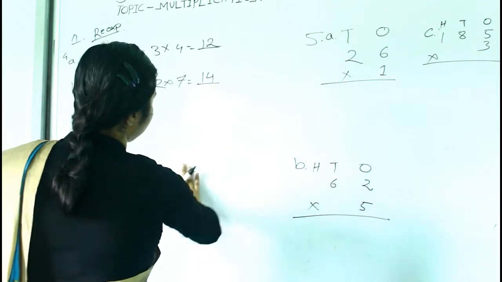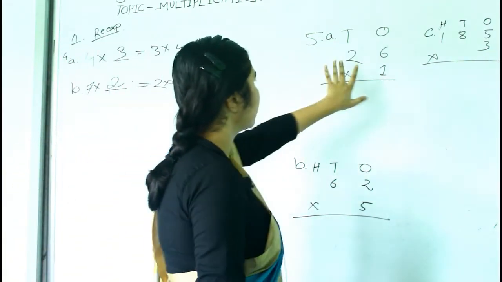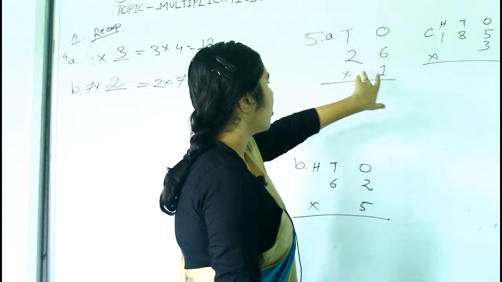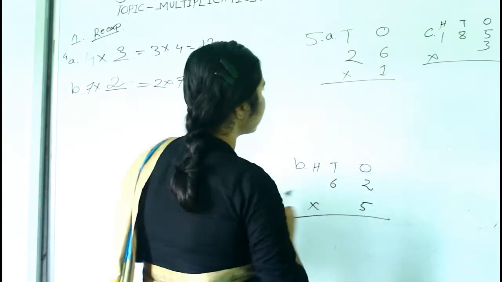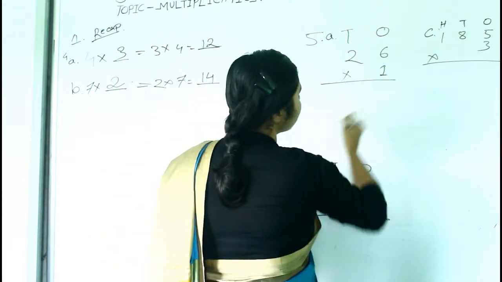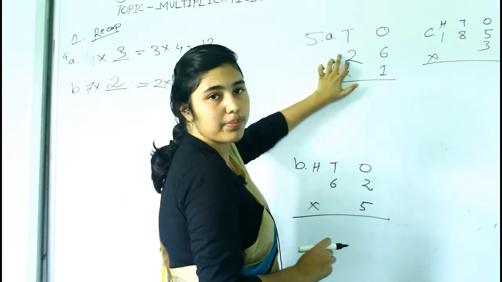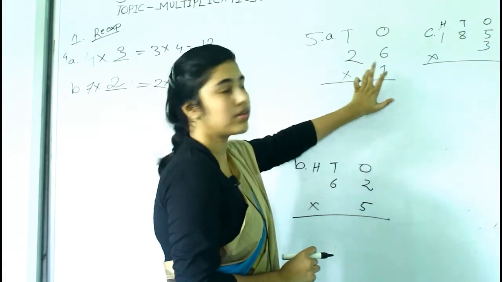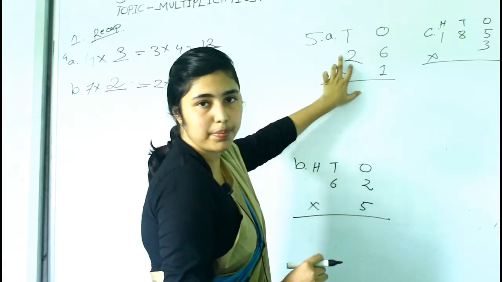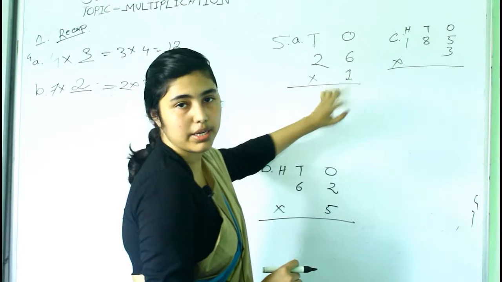Next, we have to learn the multiplication of a 2-digit number with a 1-digit number. So here we have to multiply 26 with 1. 26 is our multiplicand and 1 is our multiplier.